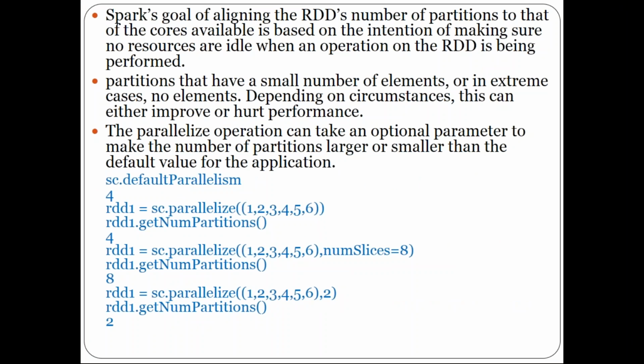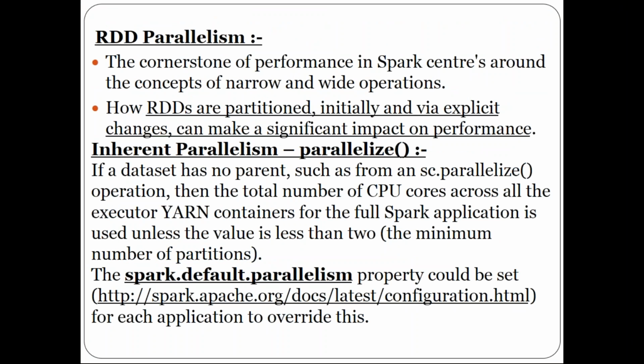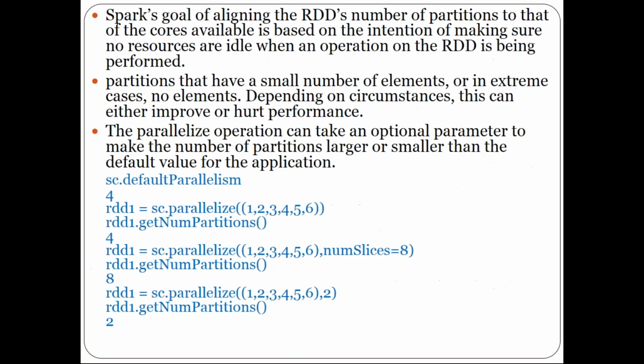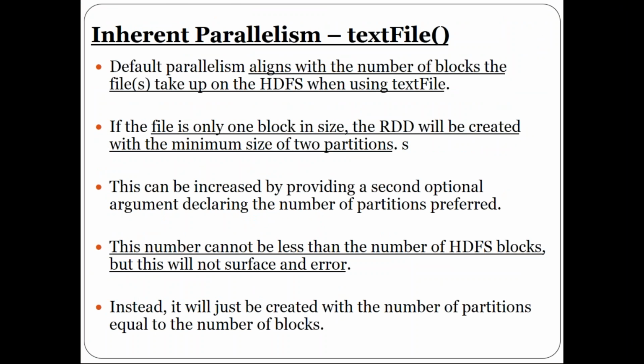Let me go to the next thing. Now this is parallelism and how it is working in parallelize. I have shown you an example. Now I'm going to show you inherent parallelism with text file. The default parallelism aligns with the number of blocks. We know that if you have 3 blocks, you have 3 threads, 3 partitions, and these 3 partitions are also aligned with the parallelism. If you want to increase the parallelism, you can put num slices.